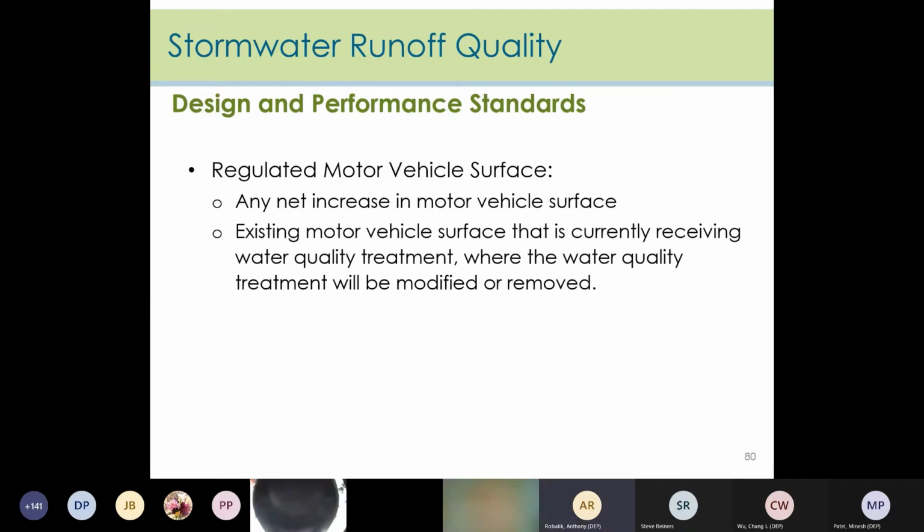Regulated motor vehicle surface can mean more than just a brand new parking lot. It also includes pervious areas that are intended to be used by motor vehicles. Additionally, motor vehicle surface that is currently receiving water quality treatment by vegetation or soil, by an existing stormwater management measure, or by treatment at a wastewater treatment plant where the water quality treatment will be modified or removed, is also considered a regulated motor vehicle surface.